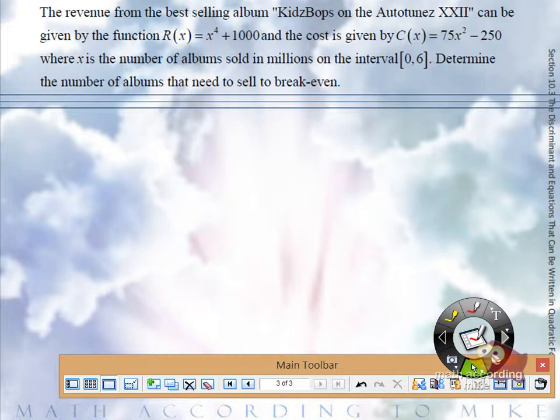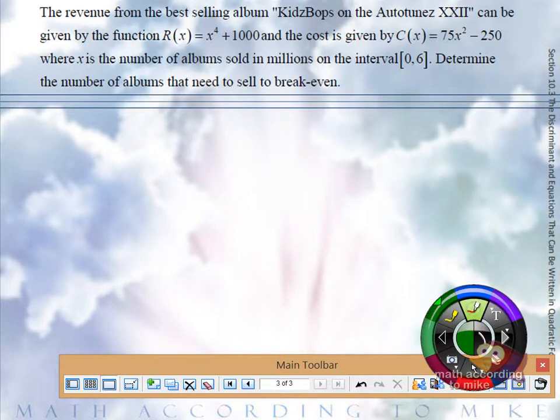So, find x when revenue equals cost. That's what it means to break even. Revenue equals cost, or you could also say profit equals 0.